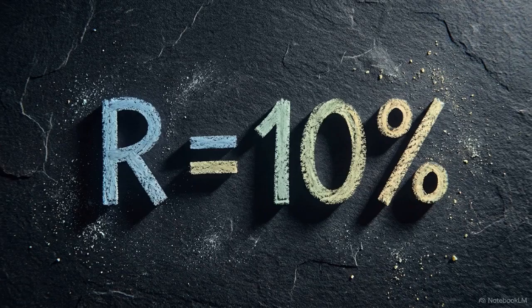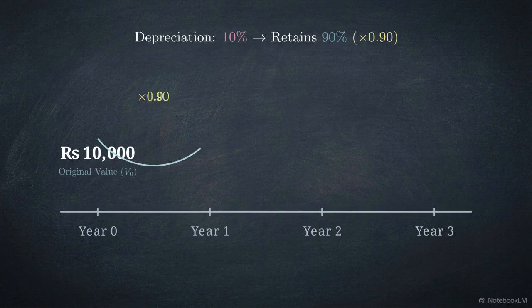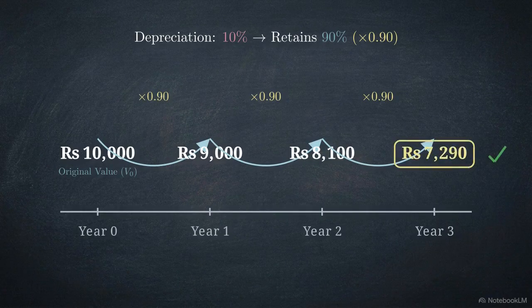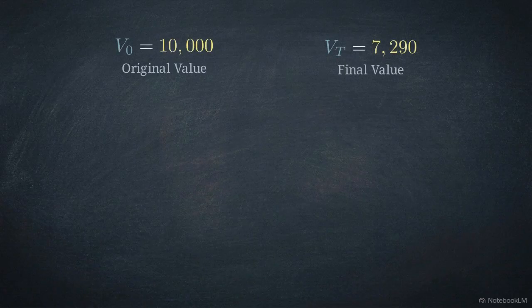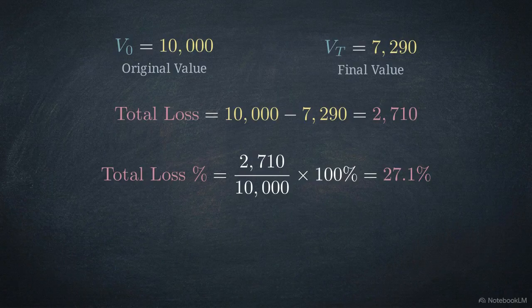And there we have it. The annual compound depreciation rate for the mountain bike is exactly 10% per annum. Let's verify this to be absolutely sure. If the depreciation rate is 10%, the bike retains 90% of its value each year. Starting at 10,000 rupees, after year 1, we multiply by 0.90 to get 9,000 rupees. In year 2, we multiply that remaining 9,000 by 0.90 to get 8,100 rupees. And in year 3, 8,100 times 0.90 brings us perfectly to our final given value of 7,290 rupees. The math is fully verified.